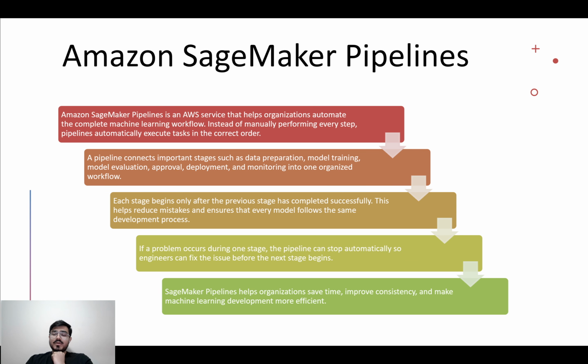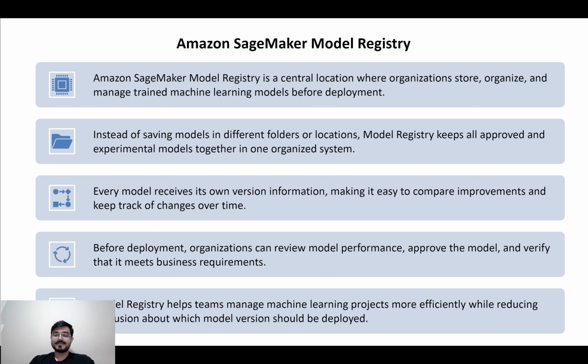Because everything is automated, teams save time, improve consistency, and reduce the manual work. This is why Amazon SageMaker Pipeline is considered one of the most important services for building modern machine learning workflows. Let's move to the next slide.